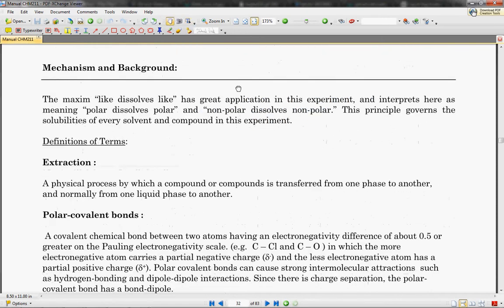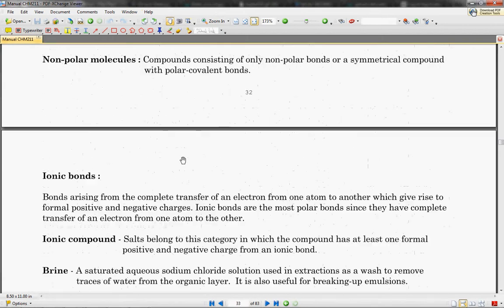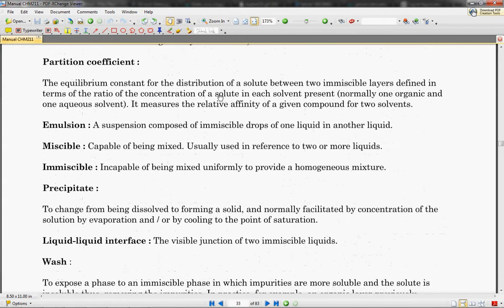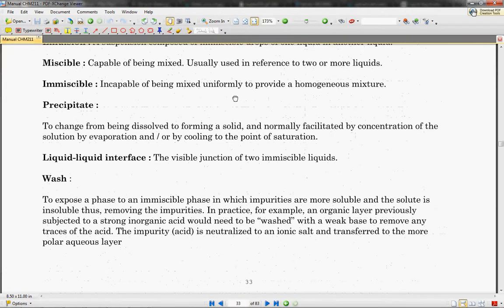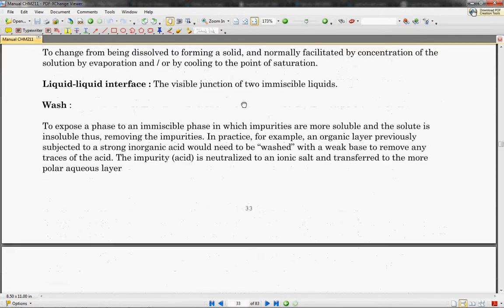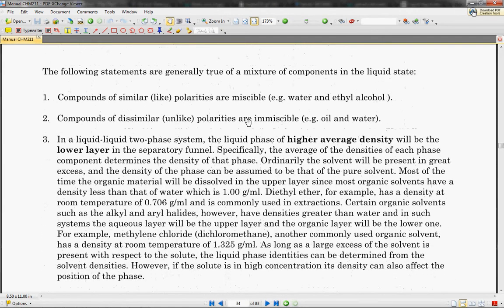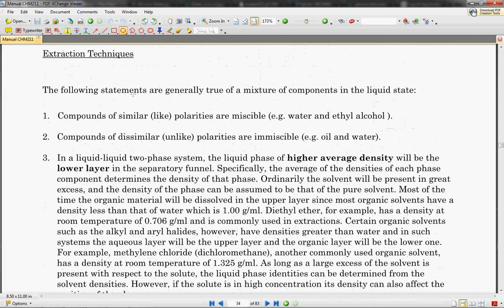So I would highly recommend reading these definitions, like extraction, polar covalent bonds, polar molecules. I honestly don't have the time to go over each one of them in this video, and you guys would probably all get bored, so I'll let you do that on your own, but you should become familiar with what these terms are. So essentially, much like TLC, we need to know a few rules about liquid-liquid extraction.